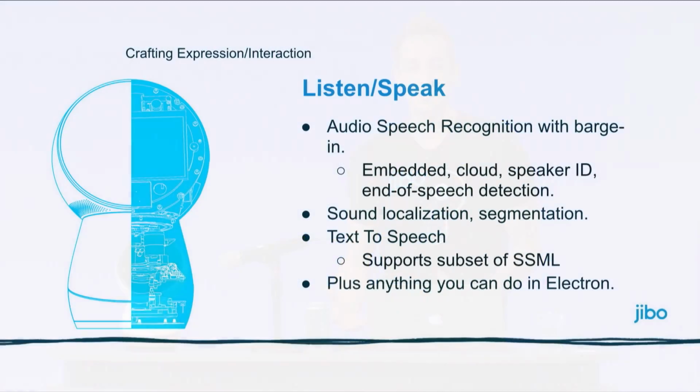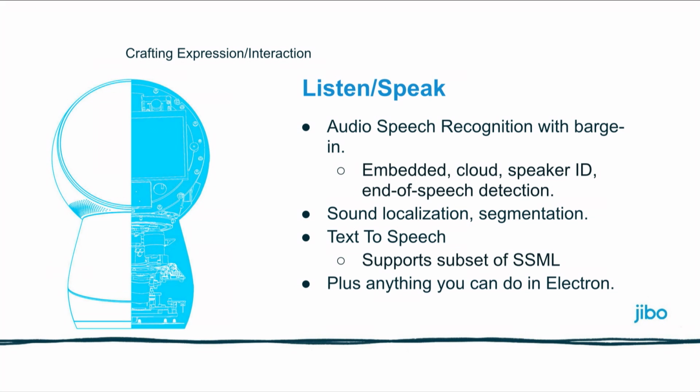So just like a human, Jibo has various senses, listening and speaking. He has different types of audio speech recognition. He has embedded speech recognition, which can detect end of utterances, speaker ID. He also has cloud recognition for more unconstrained audio speech recognition. He has sound localization, so he knows where sound is coming from. So if you say, hey, Jibo, he'll turn around and he'll greet you. And sound segmentation, so if you're at a party and you're talking to Jibo, he can isolate your voice.